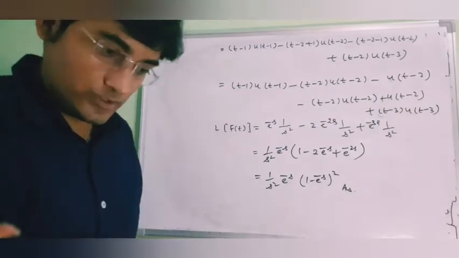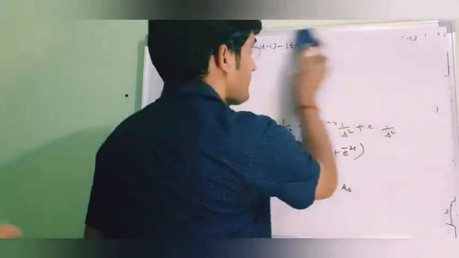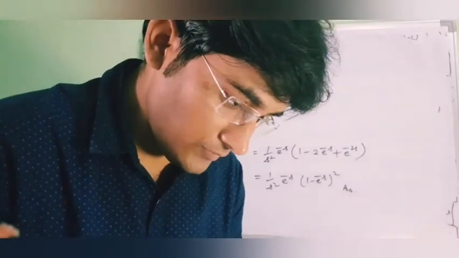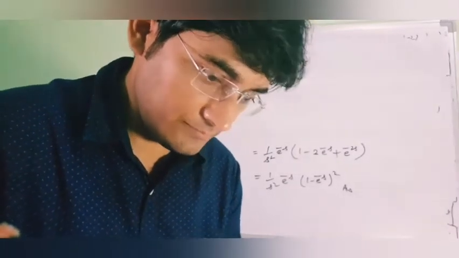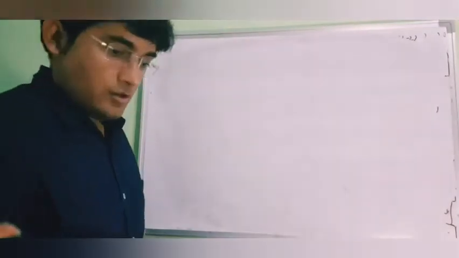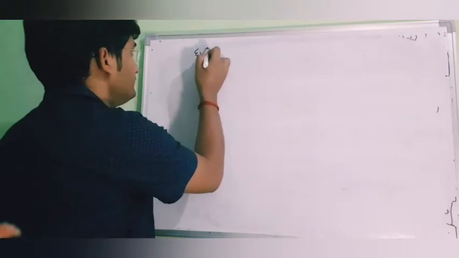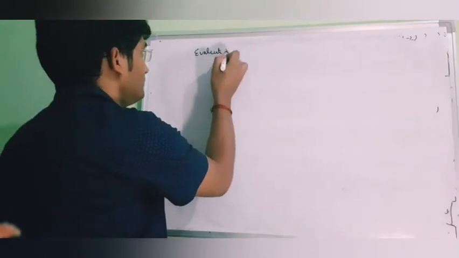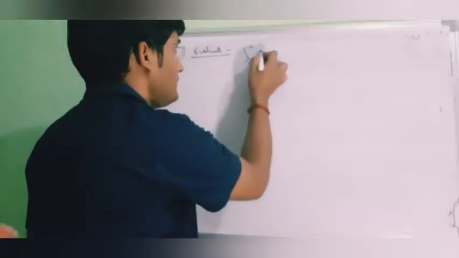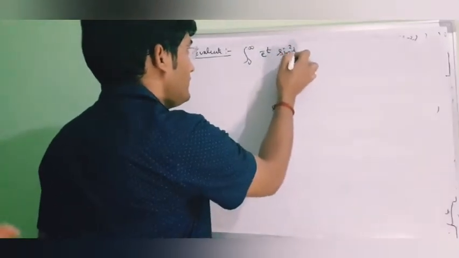So let us move towards the next question, which is: evaluate the integral from 0 to infinity of e to the power minus t, then sine square t upon t dt.